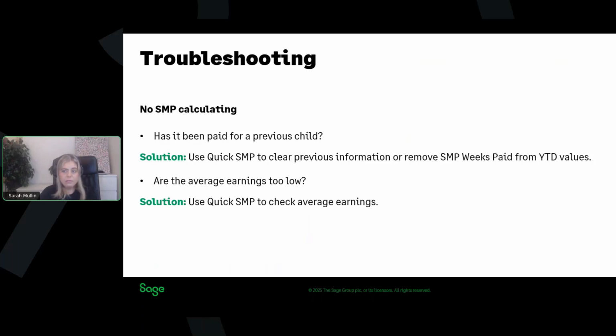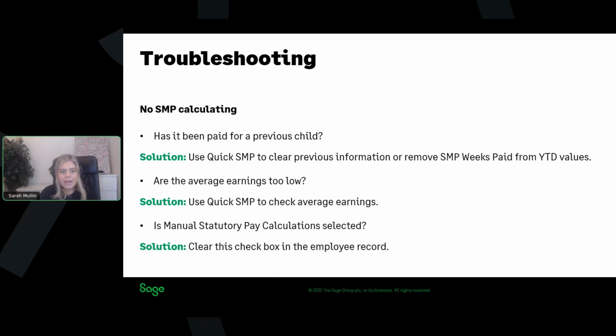Second potential cause could be, are the average earnings too low? Solution for this, jump into Quick SMP. As we've seen the 3 ticks down the right hand side, if the average earnings are too low, it will tell you within this window if they don't meet the qualifying conditions.